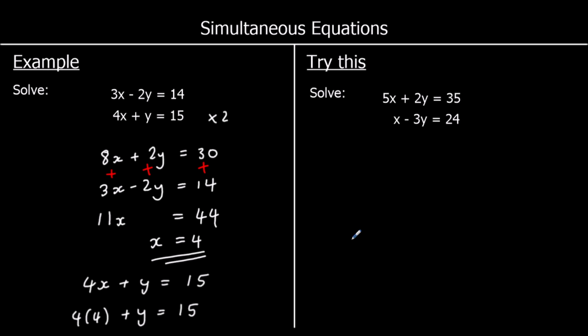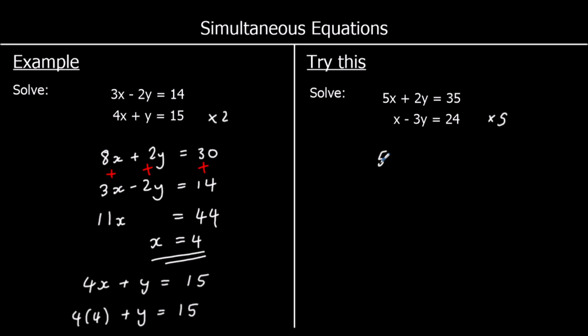Here's one for you to try. So give this one a go. So we need to make something the same. We can either make the y's the same by multiplying the top one by 3 and the bottom one by 2. Or I think it's easier to make the x's the same by multiplying the bottom equation by 5. So let's do that. So multiply the whole bottom equation by 5.